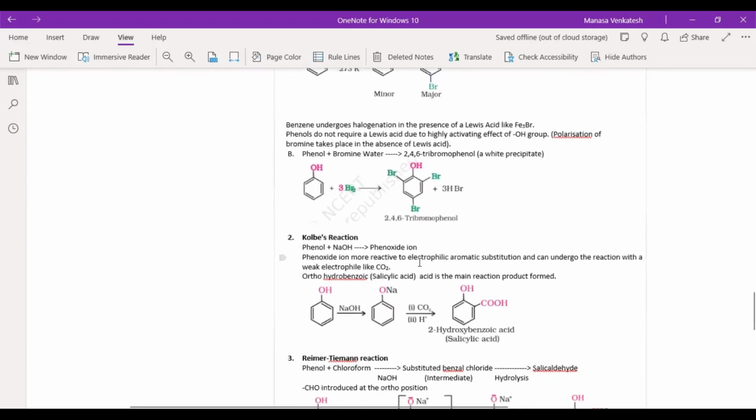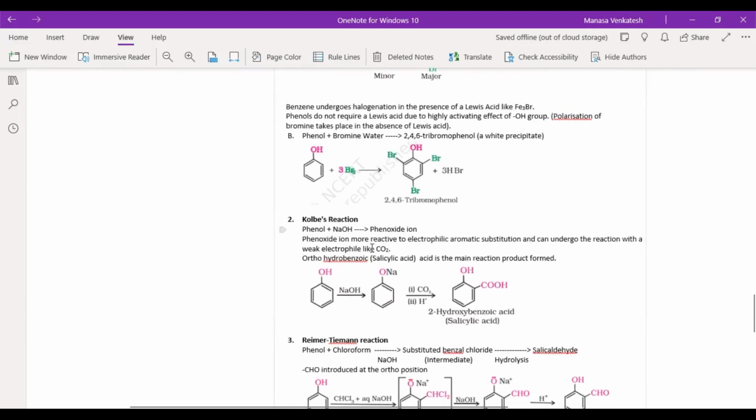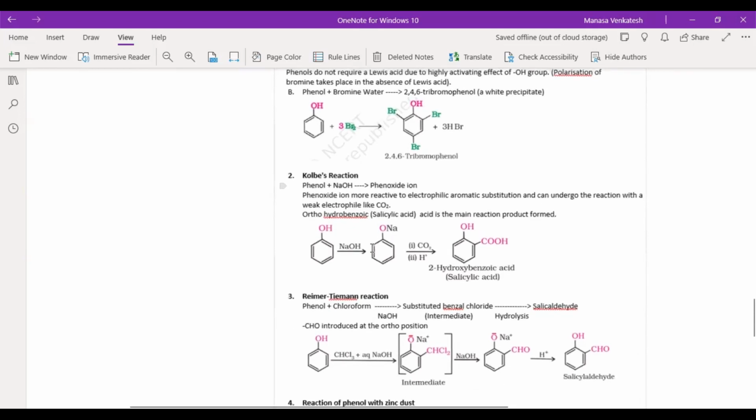Next, Kolbe's reaction. This is a named reaction. Phenol reacts with sodium hydroxide to give us phenoxide ion. Phenoxide ion is more reactive to electrophilic substitution, and so it reacts with a weak electrophile like carbon dioxide to give us salicylic acid. So ortho-hydroxybenzoic acid is the main reaction product formed.